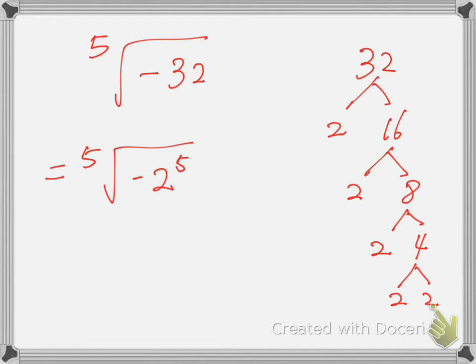Okay, so now let me rewrite the property. 32 is 2 to the 5th power, so negative 32 is negative 2 to the 5th power. Here the base is negative 2. So now the 5th power and 5th root cancel. You get the answer negative 2. So sometimes you get a negative number for odd roots and odd powers.